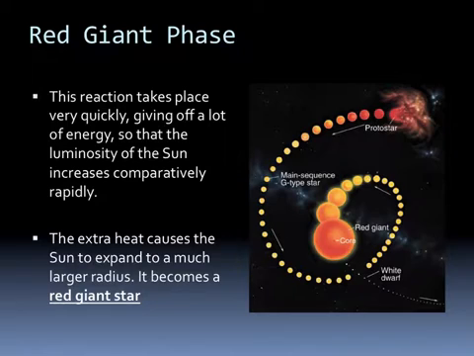That extra heat causes the Sun to expand to a much larger radius, and it becomes a red giant star. This picture here shows, we haven't talked about what a protostar is. It's a star that's being born, and it becomes a main sequence star, and it stays there for a long time, and a star like our Sun, as it's burning helium, will become a red giant.